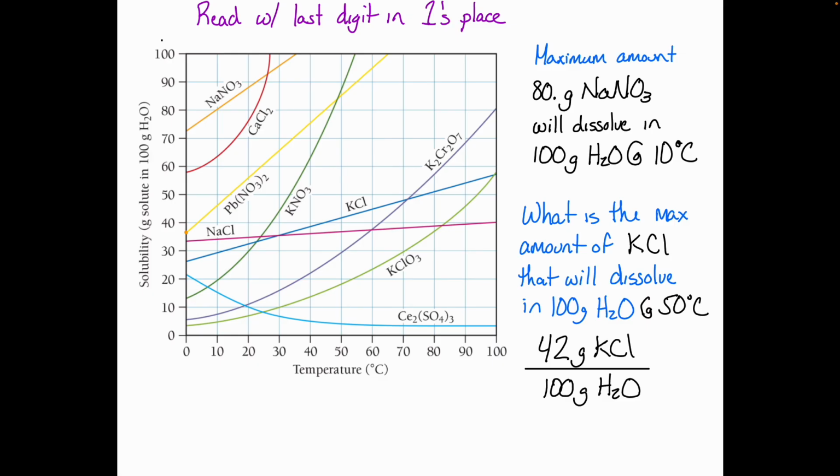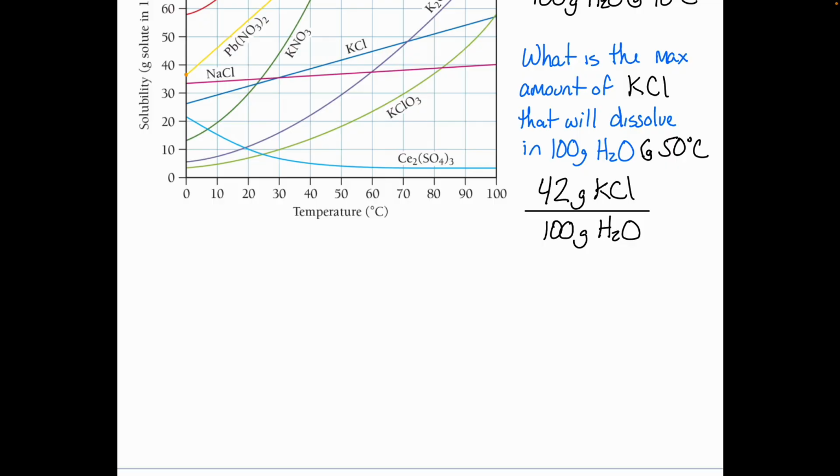Okay, cool. So now we say we have 42 grams of potassium chloride that will dissolve in 100 grams of water, and this value is only good for 50 degrees Celsius, right? It changes as a function of temperature. So if I wanted to increase the temperature, I'd have to go to my graph and pull a new value out. All right?